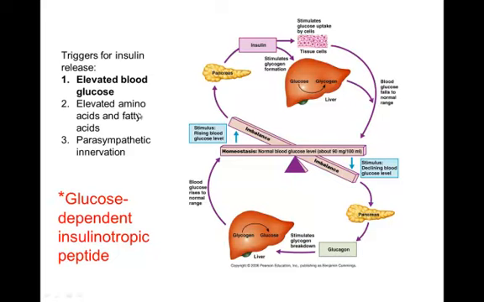But there are some other triggers for insulin release. For instance, if we have rising levels of amino acids or fatty acids in the blood, or if we have parasympathetic fibers innervating the pancreas, that causes the release of insulin. These are some other triggers. But if blood glucose levels go up, our pancreas is going to detect this and it's going to release insulin. And insulin is going to travel through the blood and tell the cells in our body to take up that excess glucose. And that is going to lower blood glucose levels back down to the normal range.